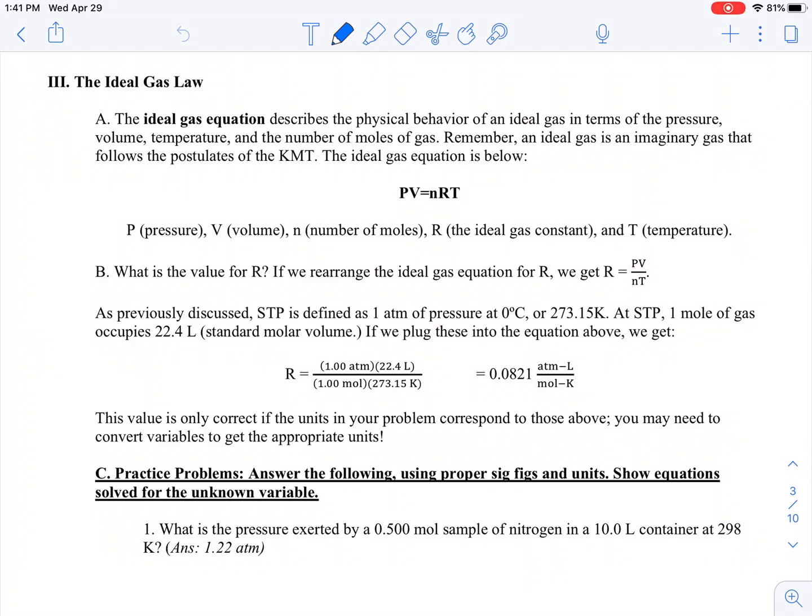Hi everybody. Today we're going to talk about the ideal gas law, and the ideal gas law is defined as this: the pressure times the volume of any gas is equal to the number of moles of that gas times a constant R that we'll define in a second times its temperature.